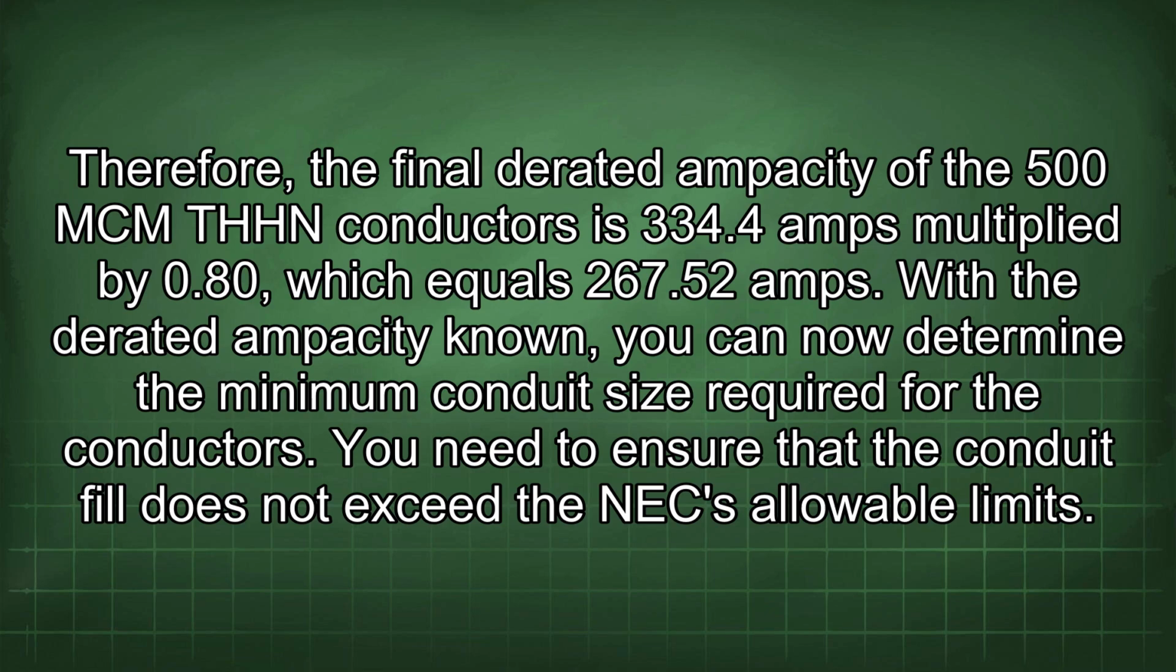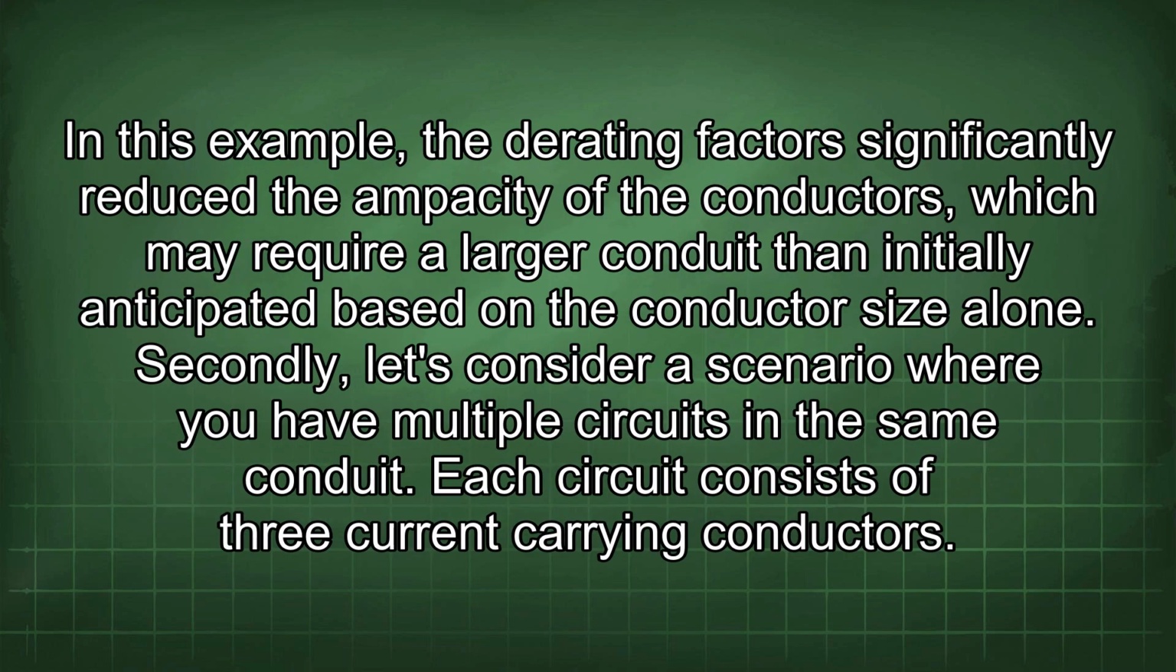With the derated ampacity known, you can now determine the minimum conduit size required for the conductors. You need to ensure that the conduit fill does not exceed the NEC allowable limits. In this example, the derating factors significantly reduce the ampacity of the conductors, which may require a larger conduit than initially anticipated based on the conductor size alone.